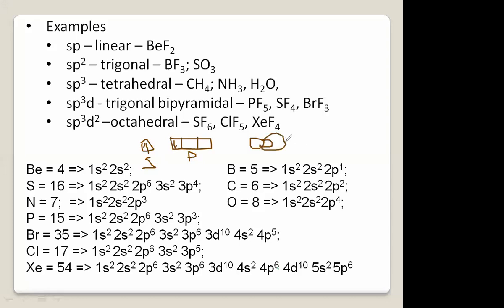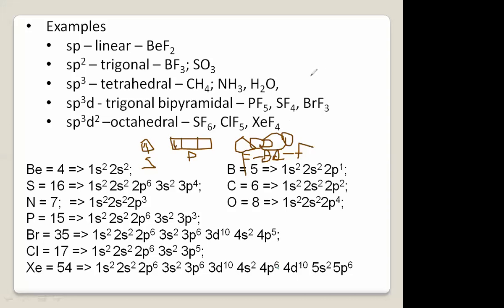So you now have fluorine coming around here and the other fluorine coming around here to give you a BeF2 molecule. Now, that is what happens in sp hybridization, and you will see that this is a linear molecule.